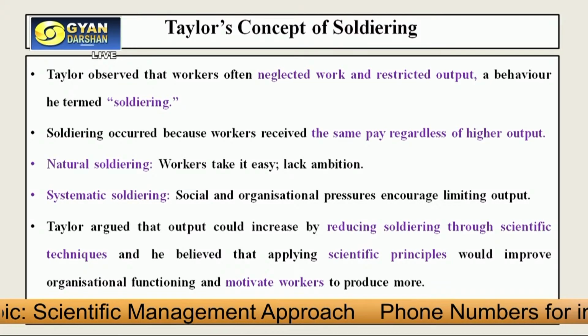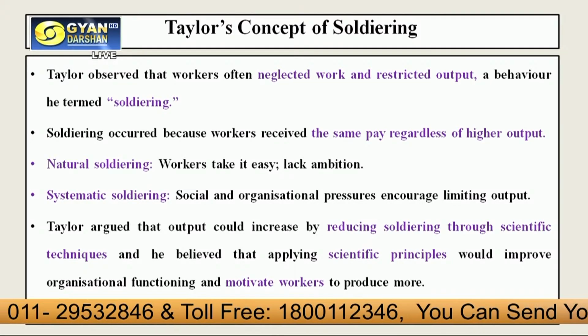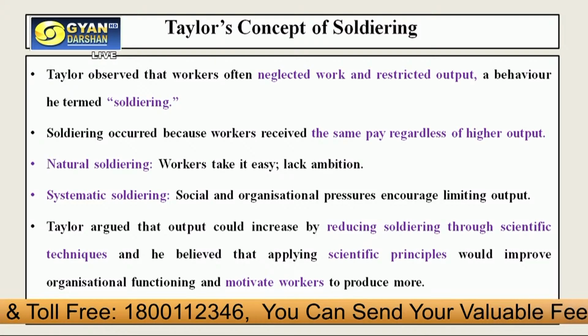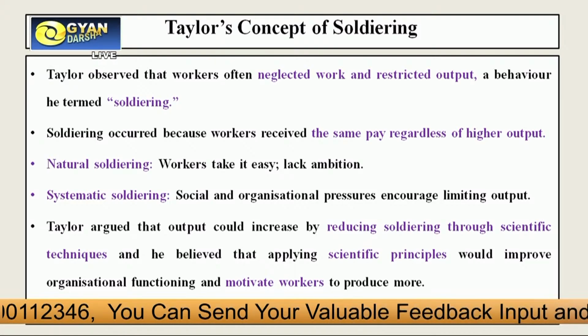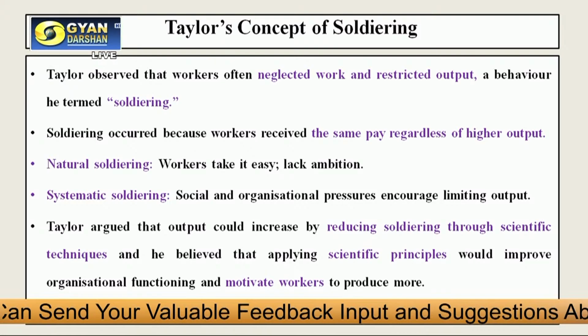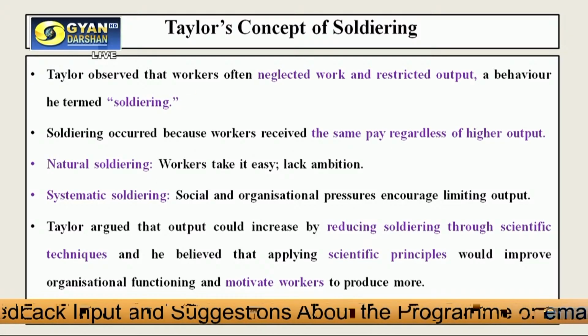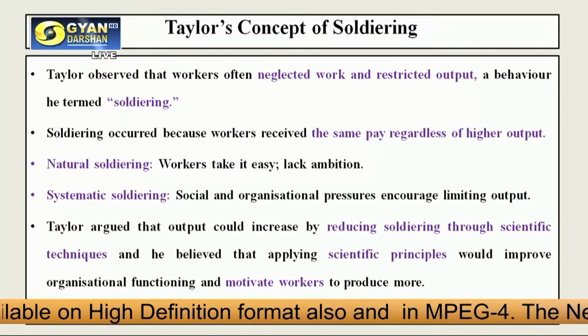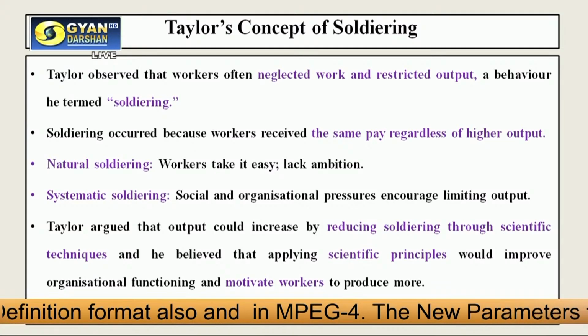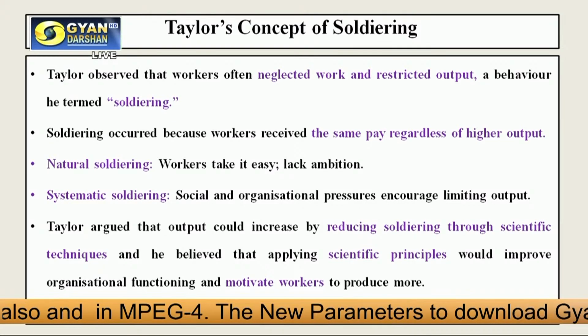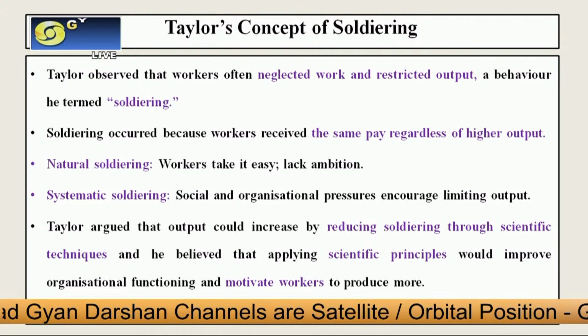And another important concept is soldiering. Taylor carried out an important study. Due to neglect of the work, what used to happen is the output was mostly restricted. So this is called soldiering. He referred to this phenomenon, natural soldiering, as a kind of habit of workers, and mostly they used to attribute the work to socio and organizational factors.